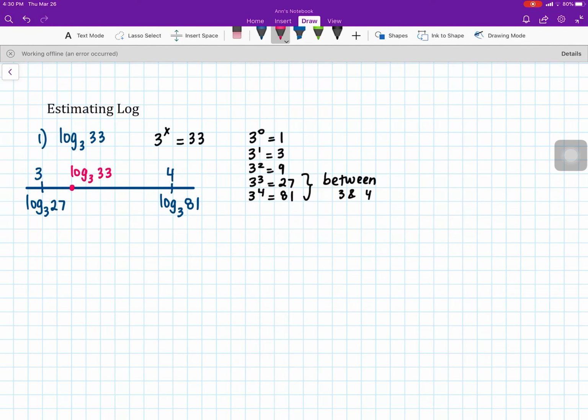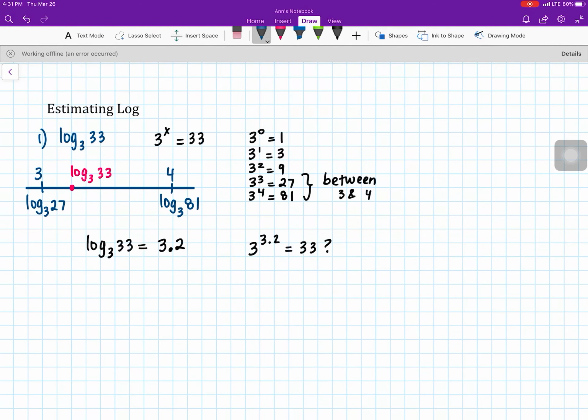So now we just have to estimate it. We're saying that log base 3 of 33, we know it's between 3 and 4, so you can say this is 3 point something. It's closer to 3 than it is to 4, so you can just estimate around 3.2. Now if you want to use your calculator to plug that in and see if it's close, you would check it by saying, is 3 to the 3.2 close to 33?